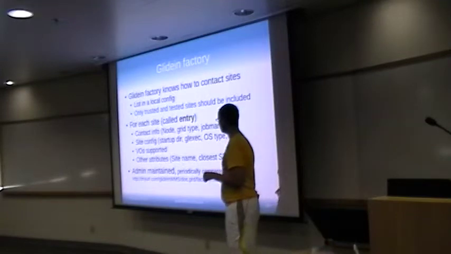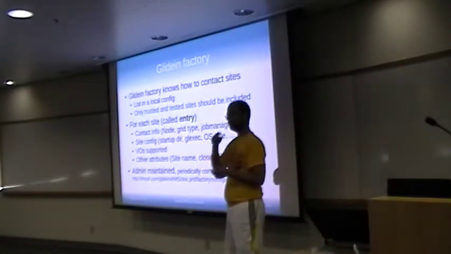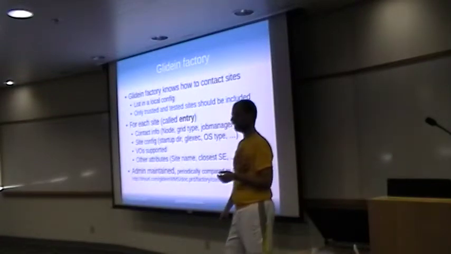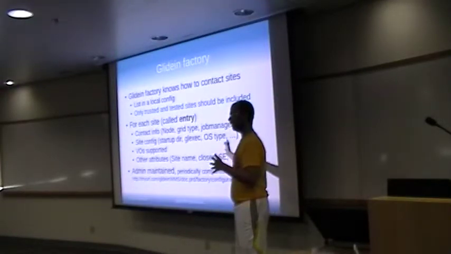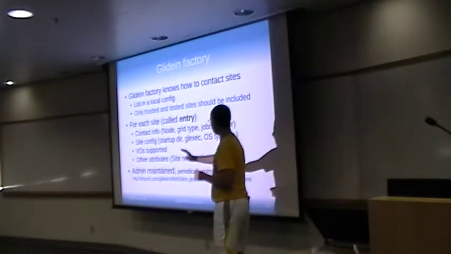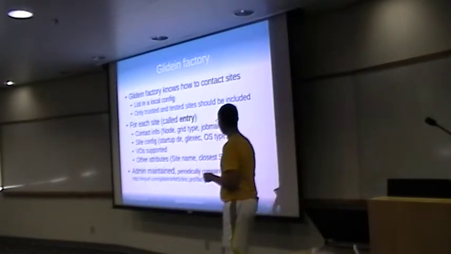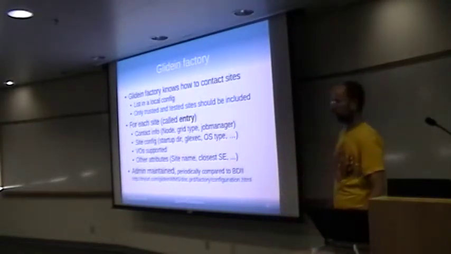Yeah, glideins support VOs, and any other attributes like the site name, what is the closest SE, you name it, anything can be done. It's completely arbitrary, and each factory is free to do whatever it wants. Of course, it's good if people agree on things, but to a first approximation, anything can be there. And all this information is being maintained and periodically compared to BDII or any other information system for the specific grid type.